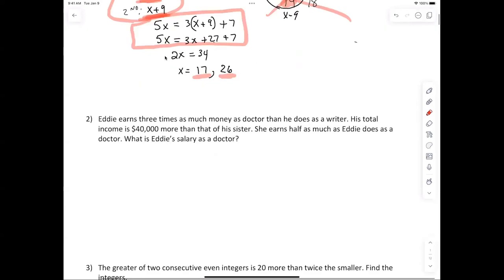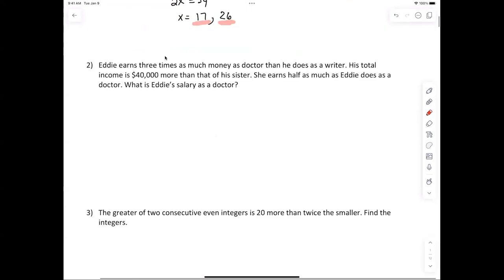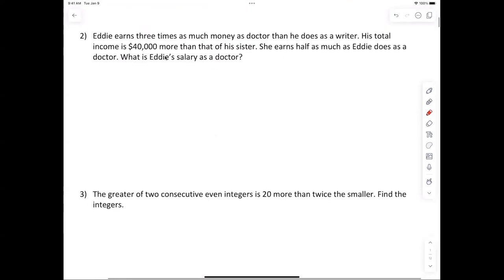All right, here we go. We're going to try number 2. All right, you thought that was entertaining. You are going to love this problem.